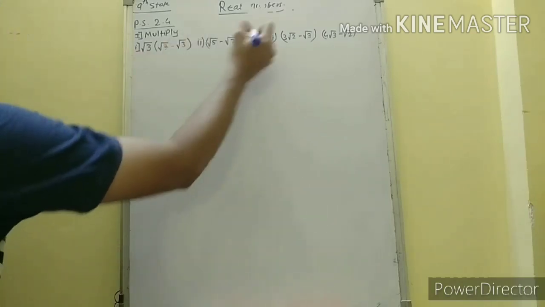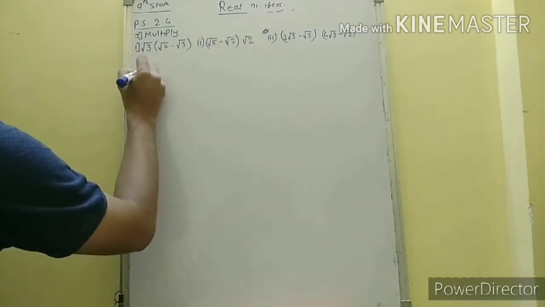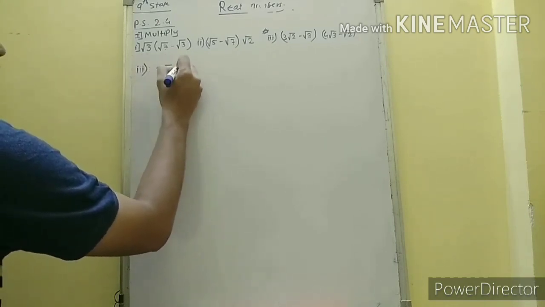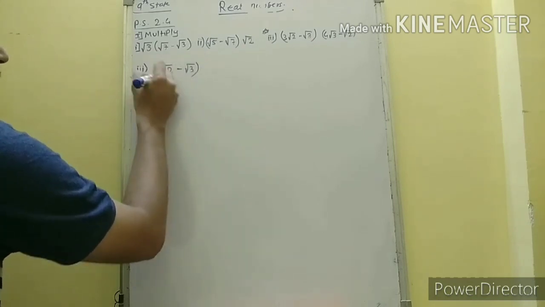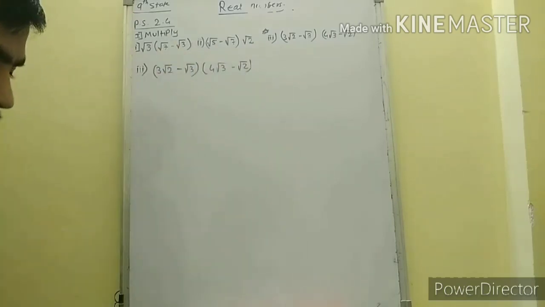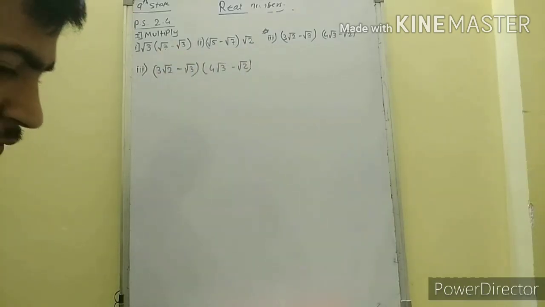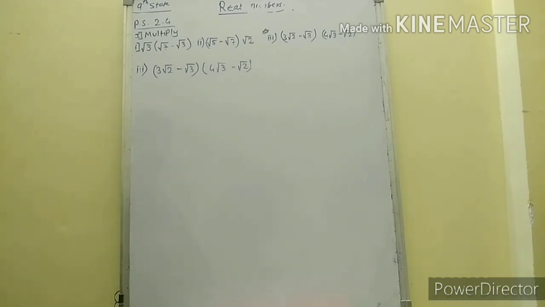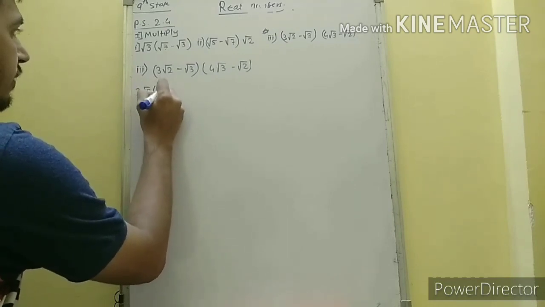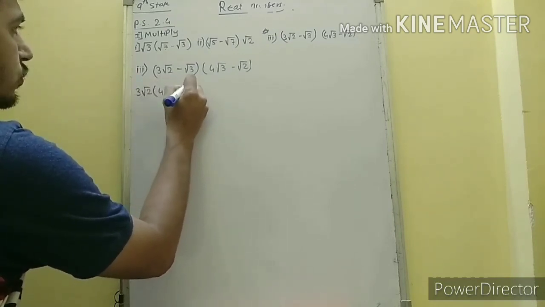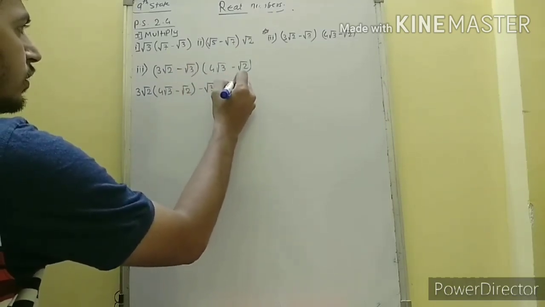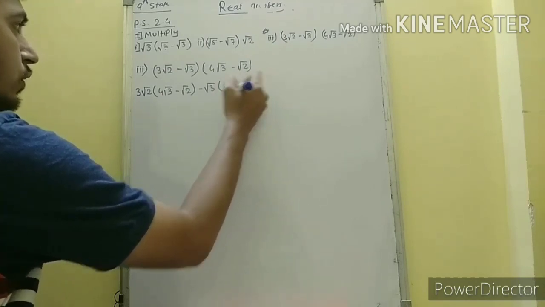Now the third one. Third one is an important one. What is the question? 3 root 2 minus root 3 multiply by 4 root 3 minus root 2. I'll just check the question once more. Yes. So first term multiply by whole bracket, 3 root 2 multiply by 4 root 3 minus root 2, and the second term root 3 multiply by 4 root 3 minus root 2.